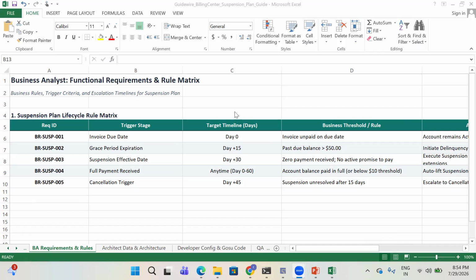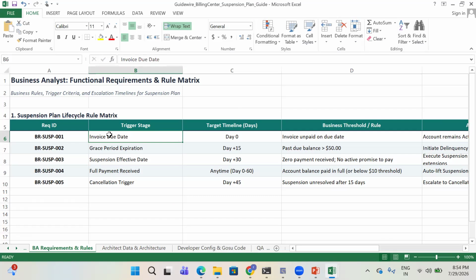So if there is any suspension plan configuration we want to do, we need to understand what the different business rules are that are to be upgraded. At the same time, we must know the triggering criteria followed by the timelines for the suspension plan. In this regard, there are a few functional requirements one should understand. The functional requirements can be converted as a target state, trigger state.